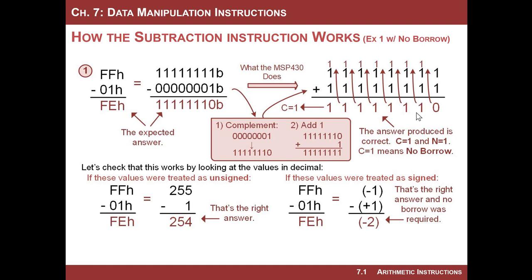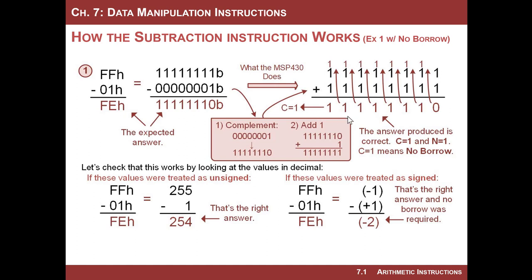So let's take a look at the result here. I'm going to go 1 plus 1 is 0 with a carry. 1 plus 1 plus 1 is 1 with a carry. 1 plus 1 plus 1 is 1 with a carry. Then it's 1 with a carry, 1 with a carry, and you get 1 with a carry out.